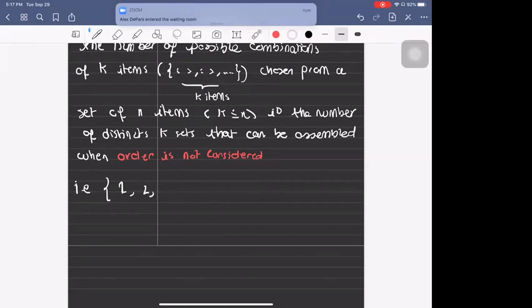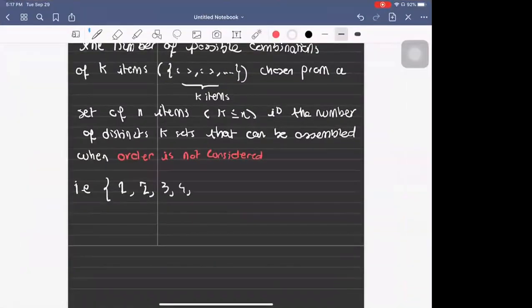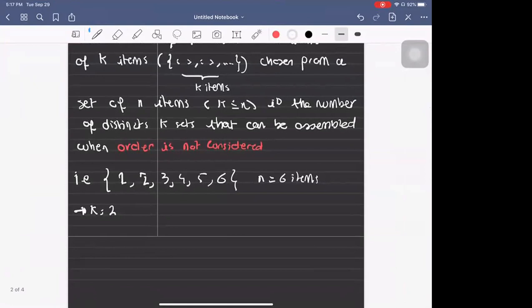Very simple. Let's say I have 1, 2, 3, 4, 5, 6. So it's a set of n equals 6 items. And let's say I want to select k equals 2. So the combinations by definition is how many different ways can I combine 2 elements from the set of 6 elements such that order is not considered. So we'll have 1, 2, a set of k equals 2 elements that comes from the n equals 6, 1, 3, 1, 4, and so forth. Now, the important aspect of that definition is order is not considered.